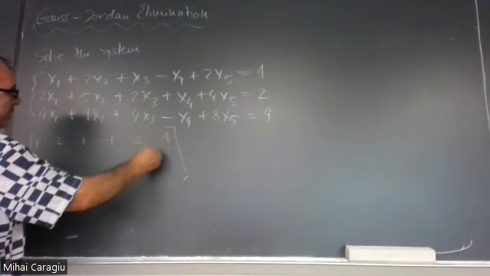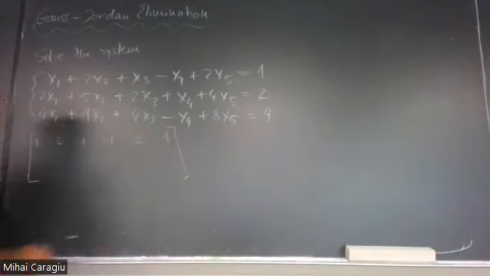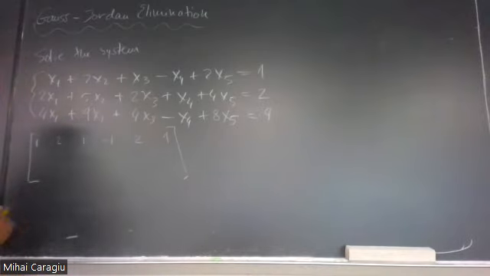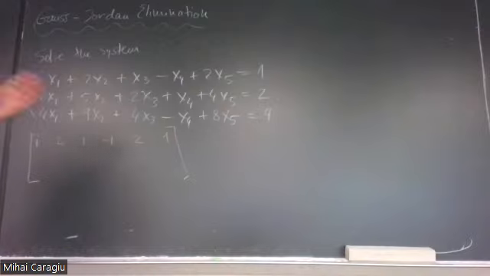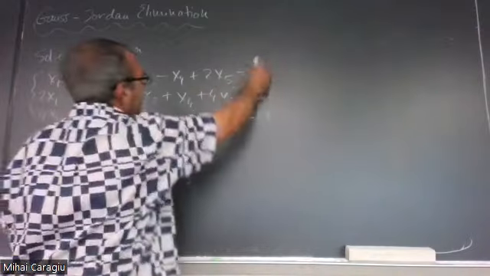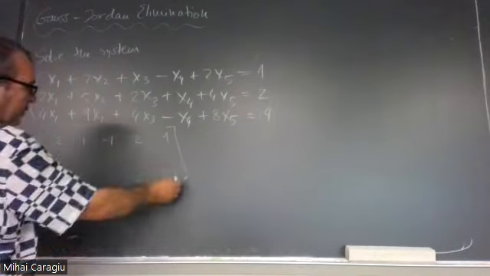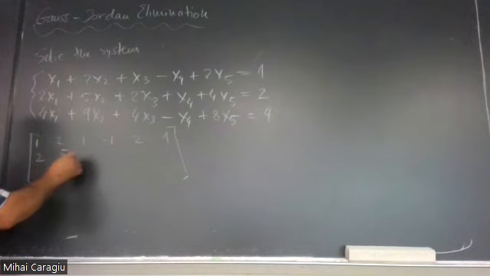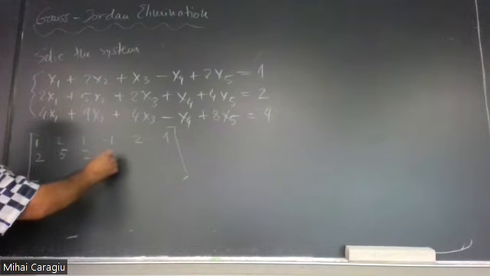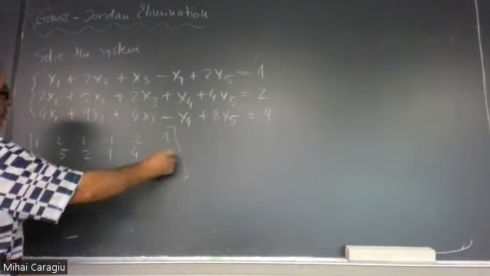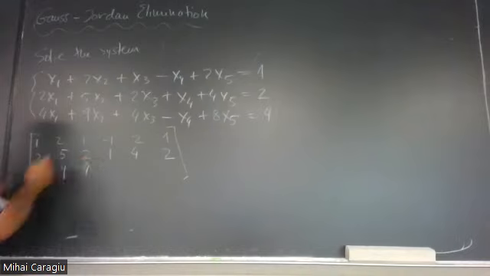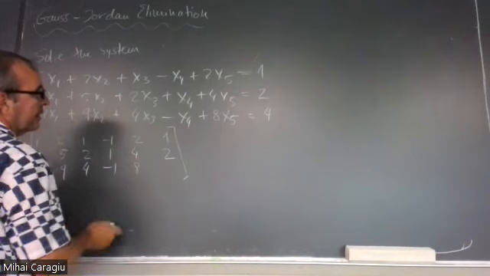Normally, in the augmented matrix, we should put a tiny separation line here, but we will not do it. We understand the last column is the column of the free coefficients. So the first row ends with a 1, the second line is 2, 5, 2, 1, 4, and after the line is 2. And the third line is 4, 9, 4, minus 1, 8, and then a 4.